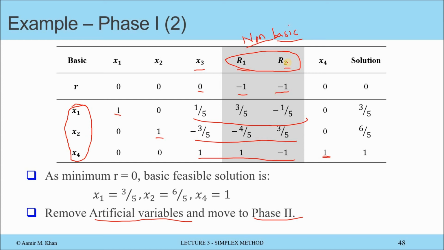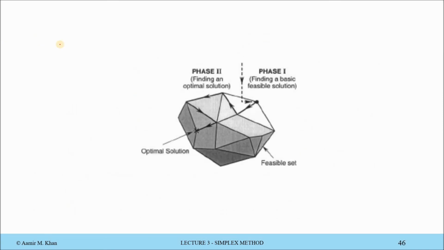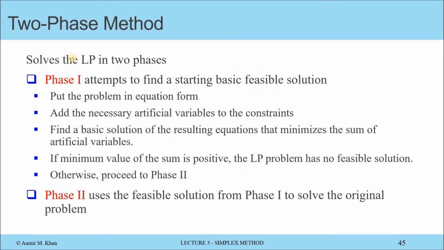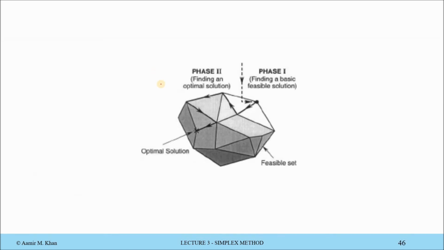Okay, so this is the summary. We were doing the two-phase method. In the first phase, we introduced the artificial variables, just like in the M method. And what we want to do is find the basic feasible solution.